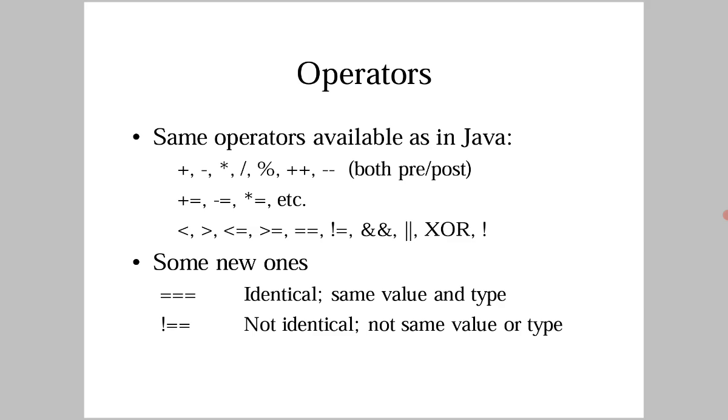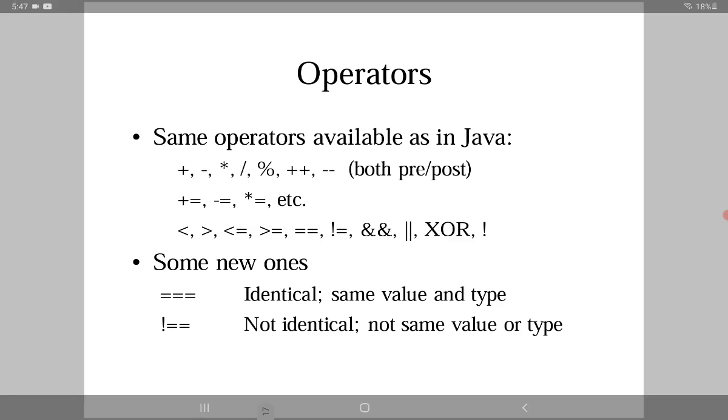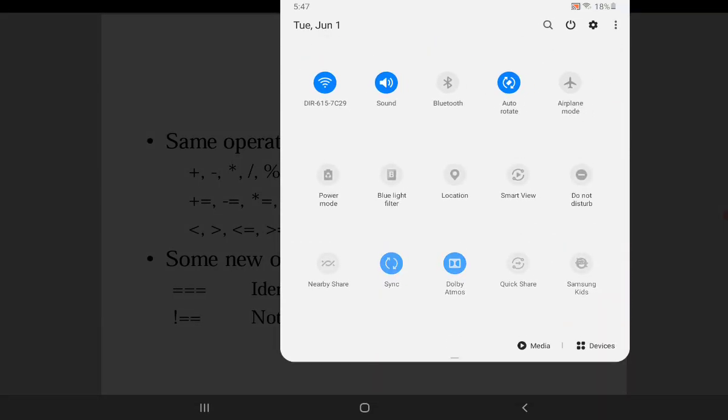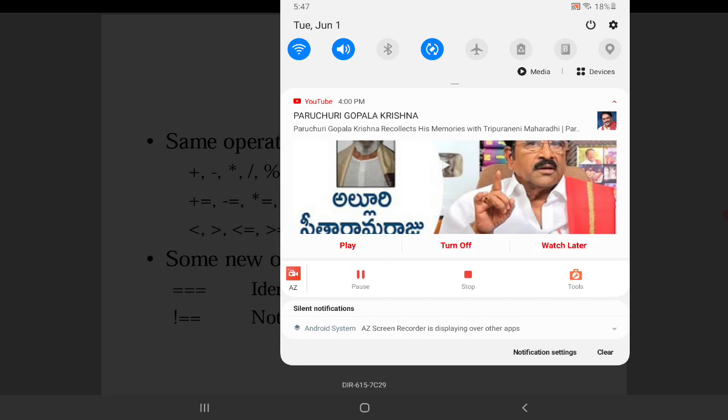So some new operators. There are two operators which are new to the PHP language, which are not available in Java and C++. Triple equals means identical, same value and type, and not double equals means not identical. These two are newly available in the PHP language.